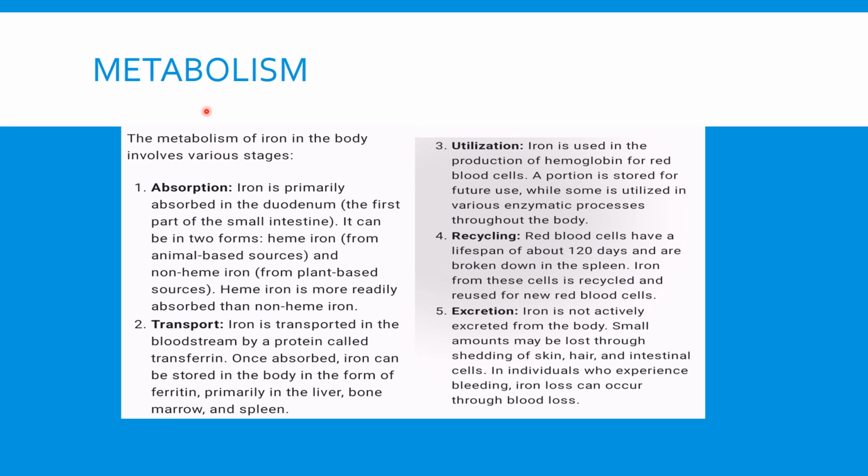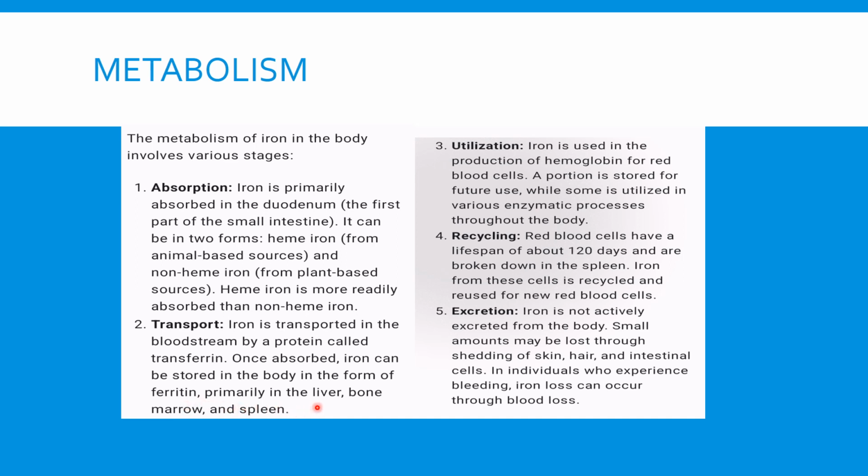Metabolism. The metabolism of iron in the body involves various different stages. The first one is absorption. Iron is primarily absorbed in the duodenum, the first part of the small intestine. It can be in two forms, heme iron and non-heme iron. Transport. Iron is transported in the bloodstream by a protein called transferrin. Once absorbed, iron can be stored in the body in the form of ferritin, primarily in the liver, bone marrow, and spleen.